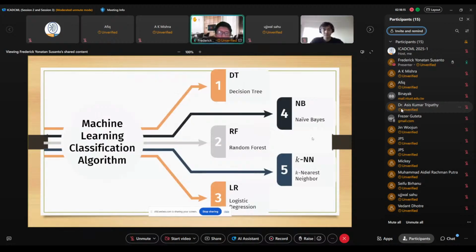Now about the machine learning classification algorithms. The classification process used several machine learning algorithms, including decision tree, random forest, logistic regression, naive Bayes, and K-nearest neighbor.